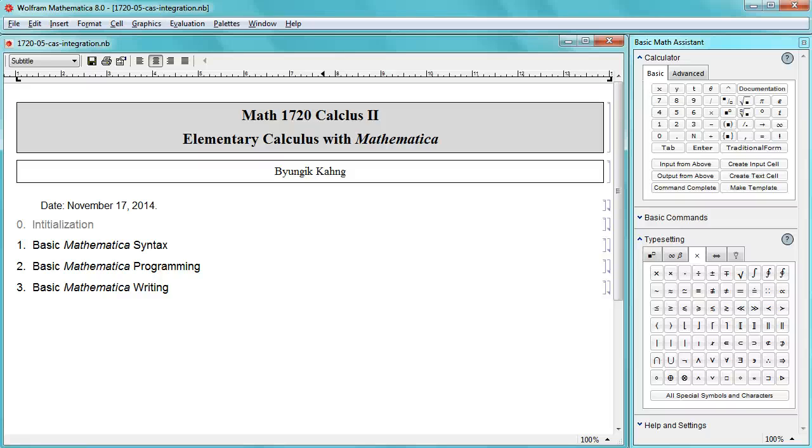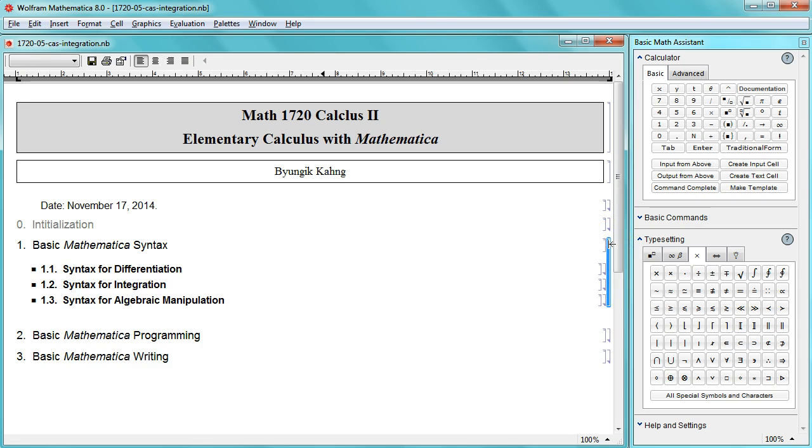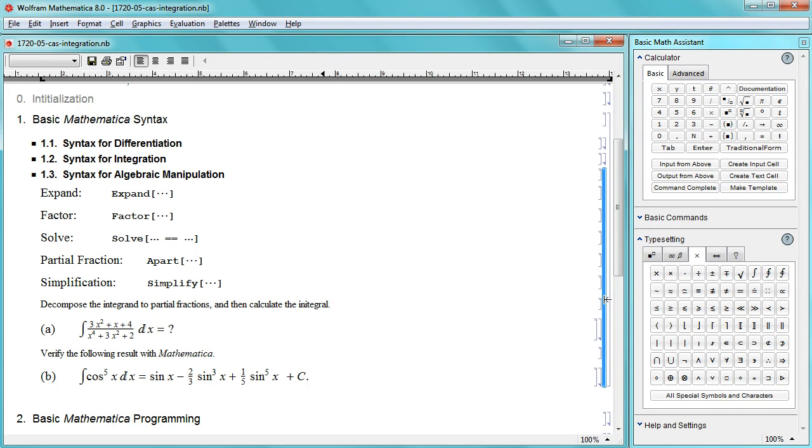Alright, this is the third and final segment about Mathematica, integration with Mathematica to be more precise, and we are still in section 1. We talked about subsection 1.1, differentiation, subsection 1.2, syntax for integration. Let's talk about syntax for algebraic manipulation, and this section will turn out to be very, very useful because these commands can reduce a lot of elementary but tedious work.